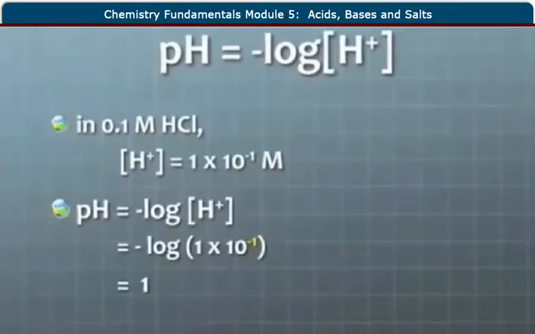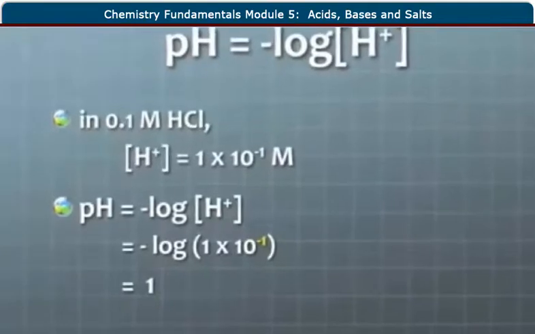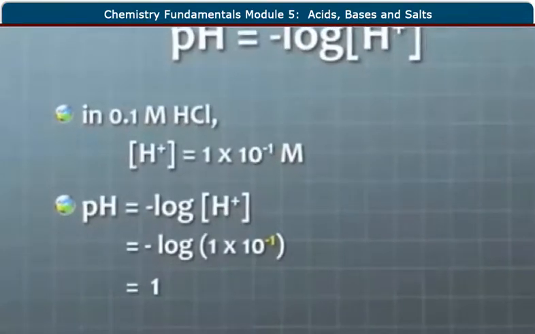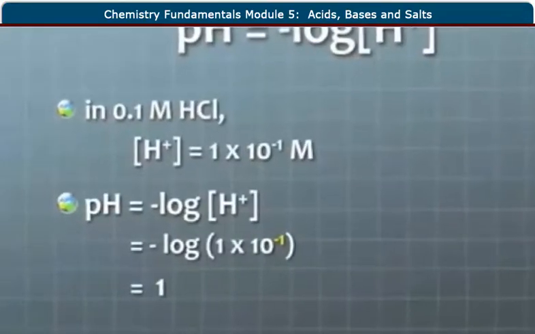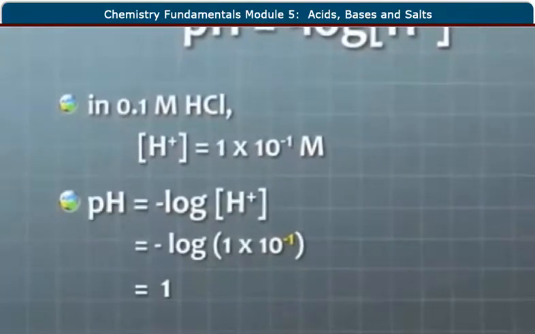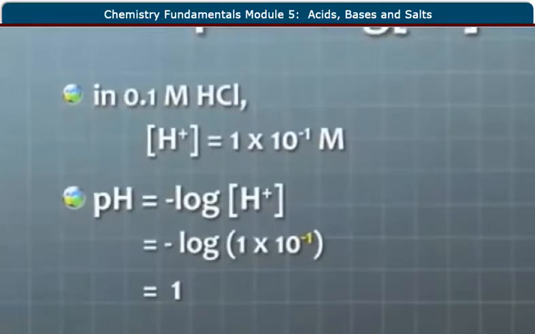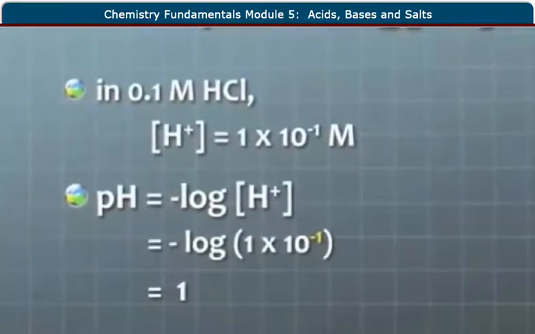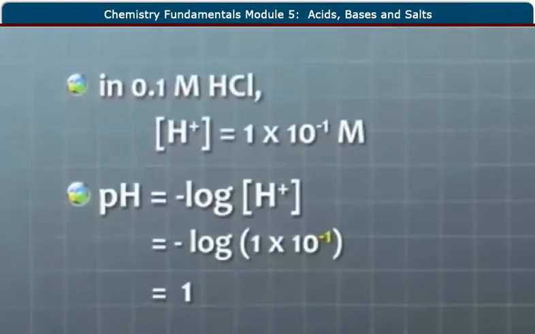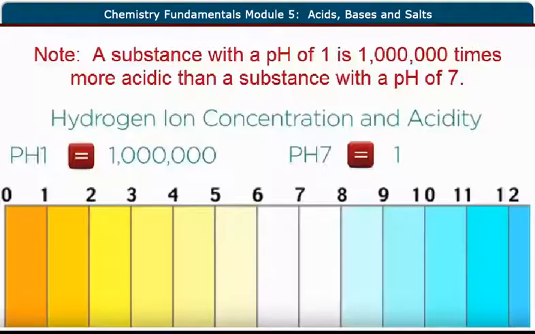Here's another example. 0.1 molar hydrochloric acid. The pH is 1. Since 1 is less than 7, this is an acid. Actually, in this case, the name, hydrochloric acid, probably gave it away. Note that a substance with a pH of 1 is 1 million times more acidic than a substance with a pH of 7.